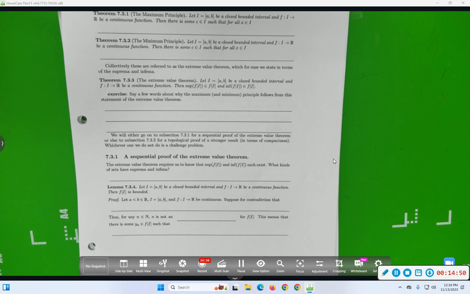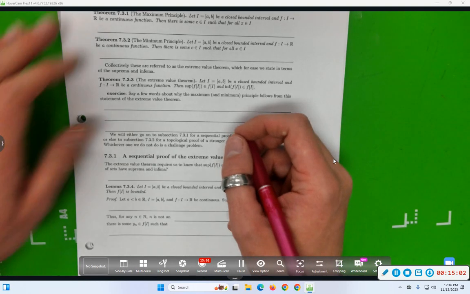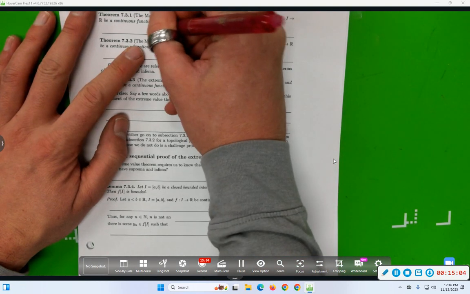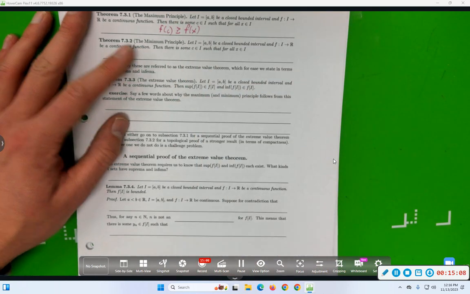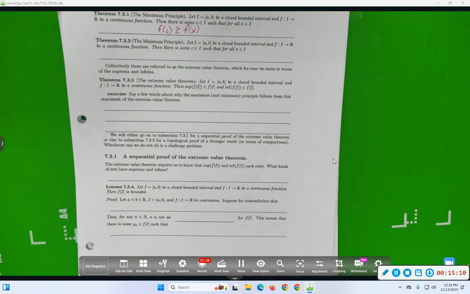The maximum principle says that if I equals [a, b] is a closed bounded interval, and f is a continuous function defined on that closed bounded interval, then there is a single input c in I such that for all x in I, f(c) is bigger than or equal to f(x). That seem like a maximum? There's a single input that produces an output that's at least as big as every other output.